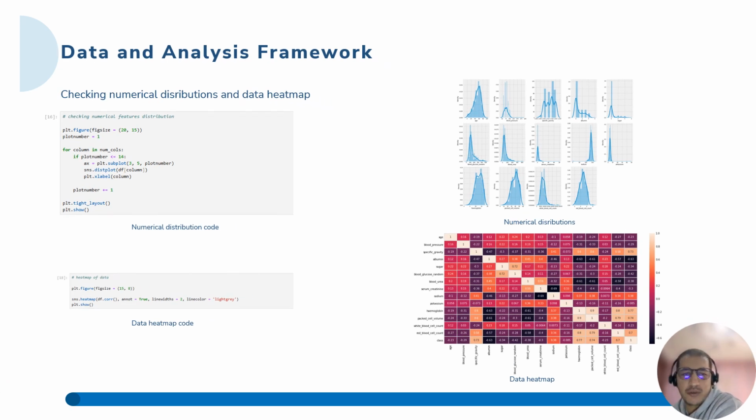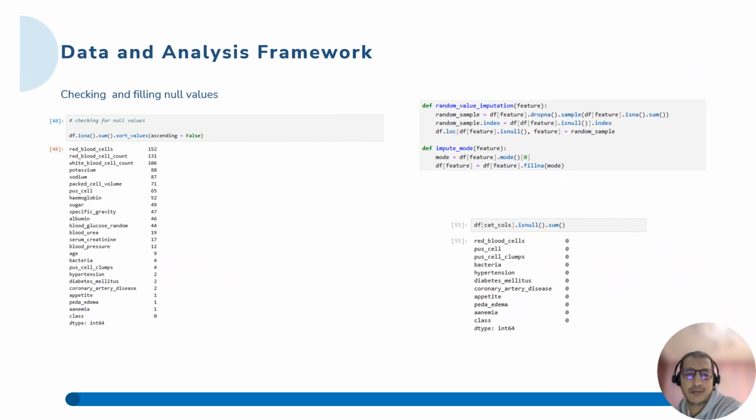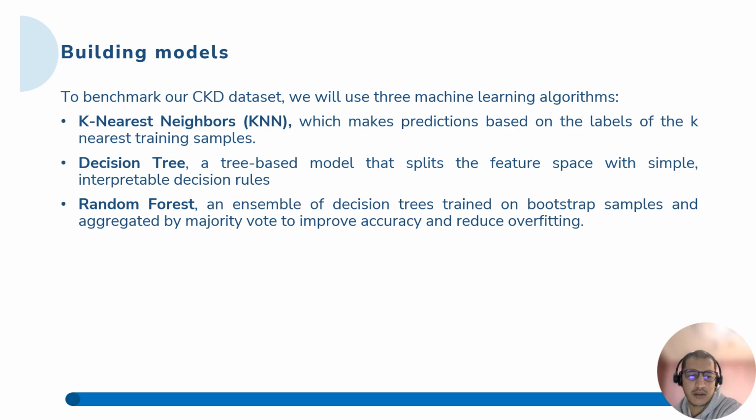Here we are checking some numerical distributions and the data heat map. On the left, you can see the Python code, and on the right we can see some of the numerical distributions and the heat map. Next, we'll try to check and fill the values, as I said in the first slide, and here we will try to benchmark the chronic kidney disease data set.